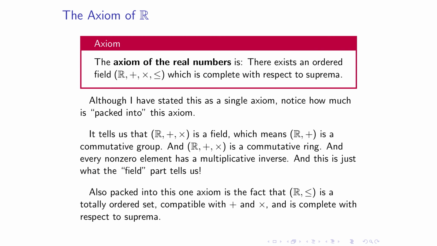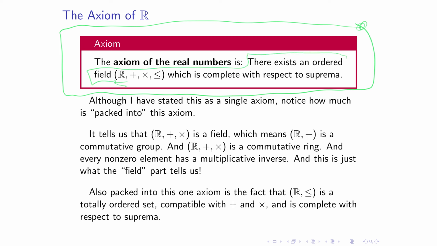And so now we can state the axiom of the real numbers, which, upon a certain kind of counting, is just one axiom, which is that there exists an ordered field. We will call that ordered field, using the symbol double-struck R, the real numbers, and it is complete with respect to suprema.